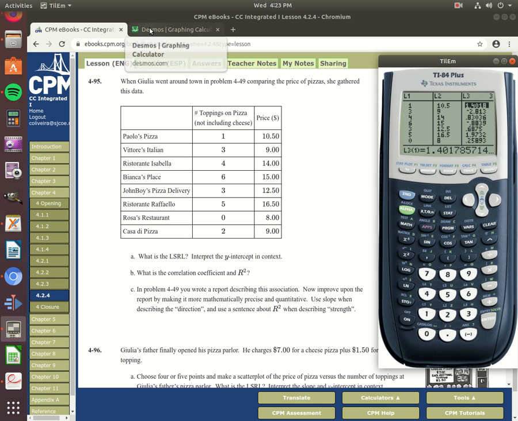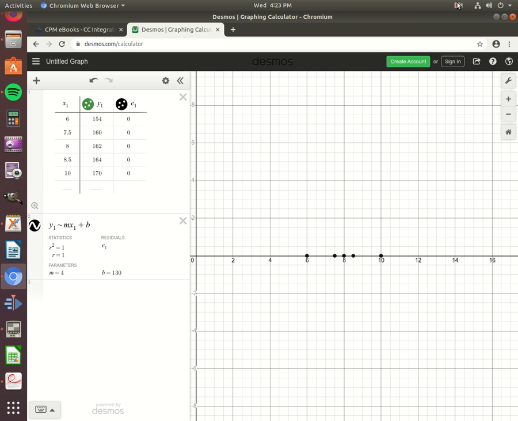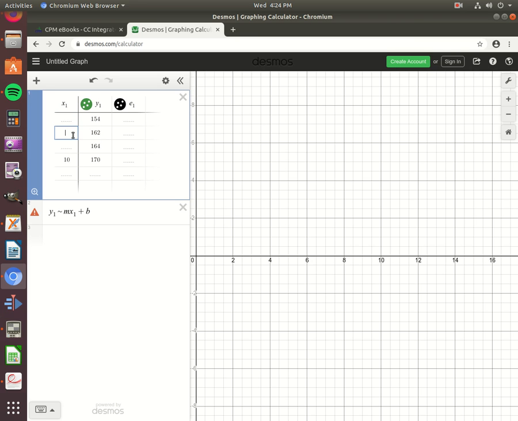So I'm gonna run over here and do the same thing in Desmos just so you can see it, and we'll leave it at that. Actually, you know, I can just leave the y equals mx plus b in here, and what I can do is just delete all of this data. Just kind of show you a shortcut if you're already using Desmos.